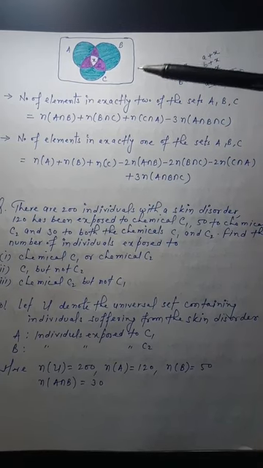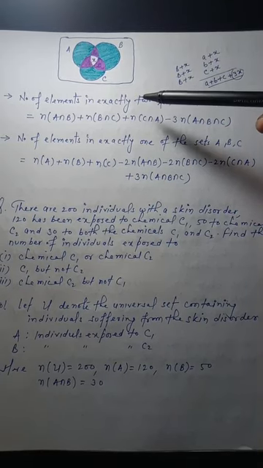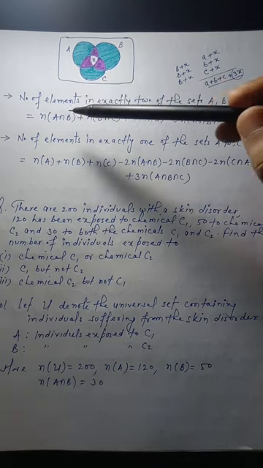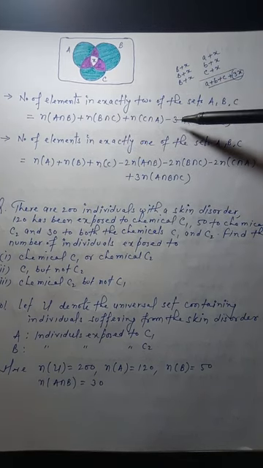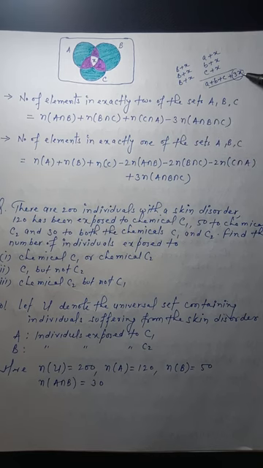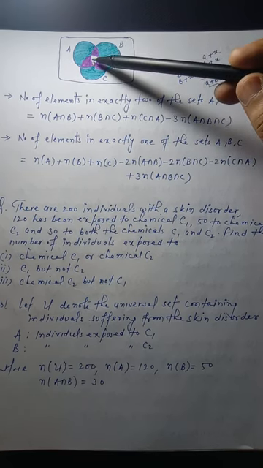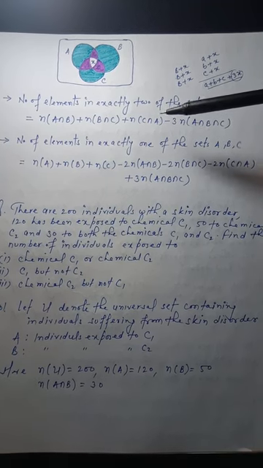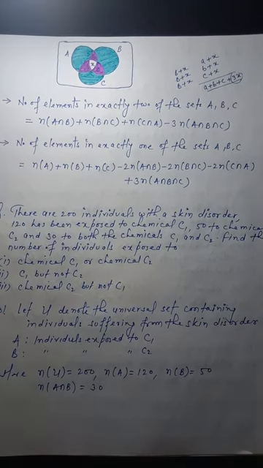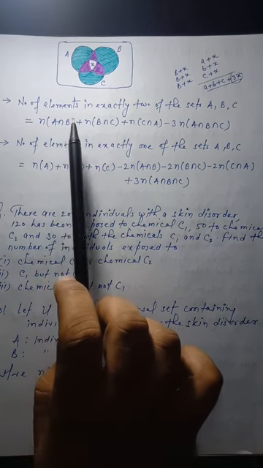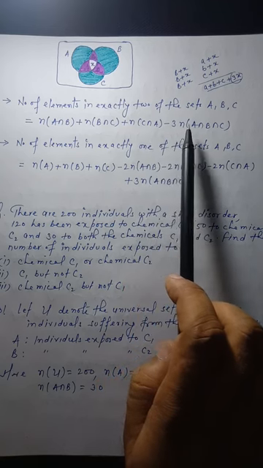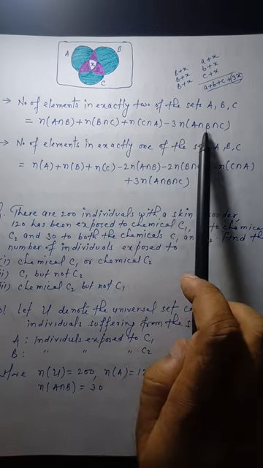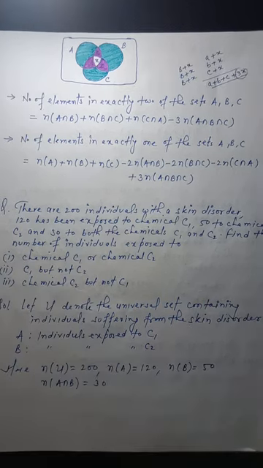That's why the number of elements present in exactly two sets will be a intersection b plus b intersection c plus c intersection a minus 3 times x. X means common in a, b and c. So this is the final formula: the number of elements in exactly two sets will be a intersection b plus b intersection c plus c intersection a minus 3 times a intersection b intersection c.